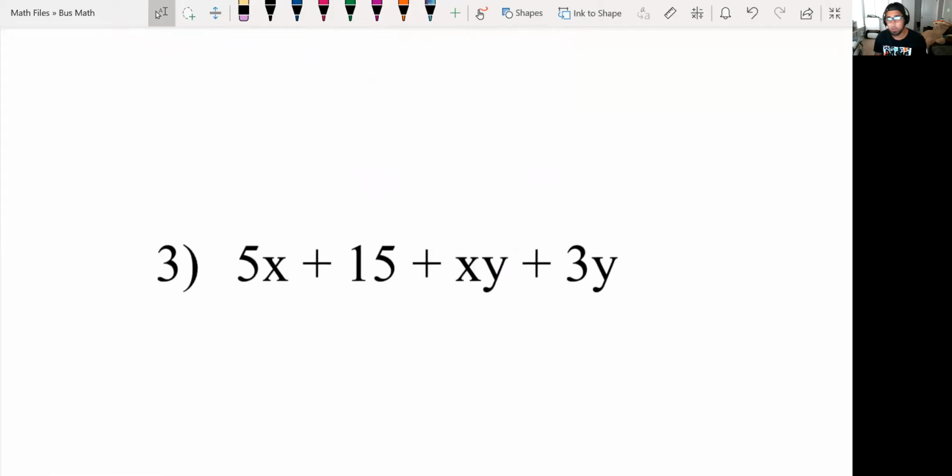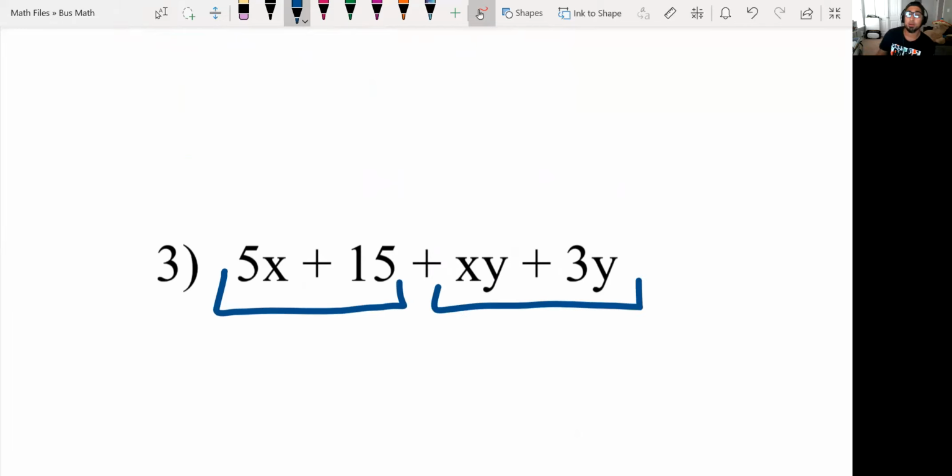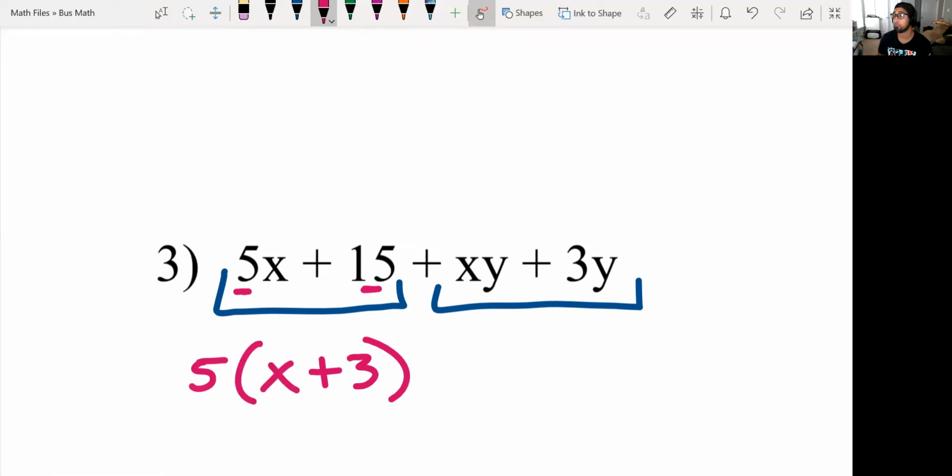All right, number 3. Let's do it again. I do not see any common factors again, so straight to factoring by grouping. And we look at 5x and 15. So 5 and 15. I take a 5 out. Then you get x plus 3.